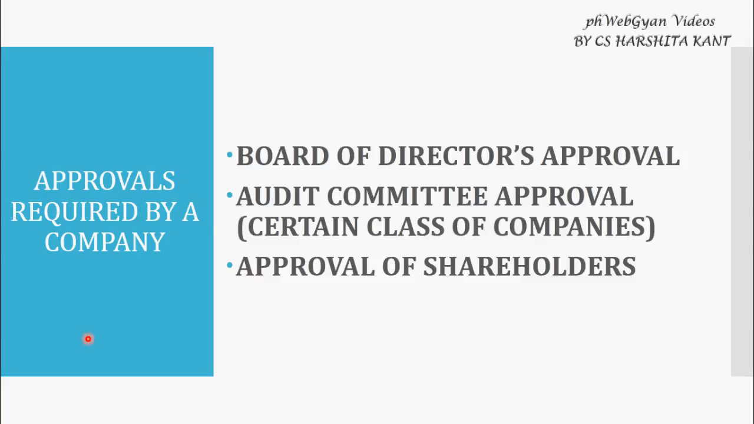The second important point is what transactions are covered under this section, so as to conclude it to be a related party transaction. Firstly, the company has to identify the related parties, and secondly, it has to see whether any transaction mentioned under section 188 is being done between the company and the related party. Then we will move forward to the approval that is required by the company before entering into the related party transaction.